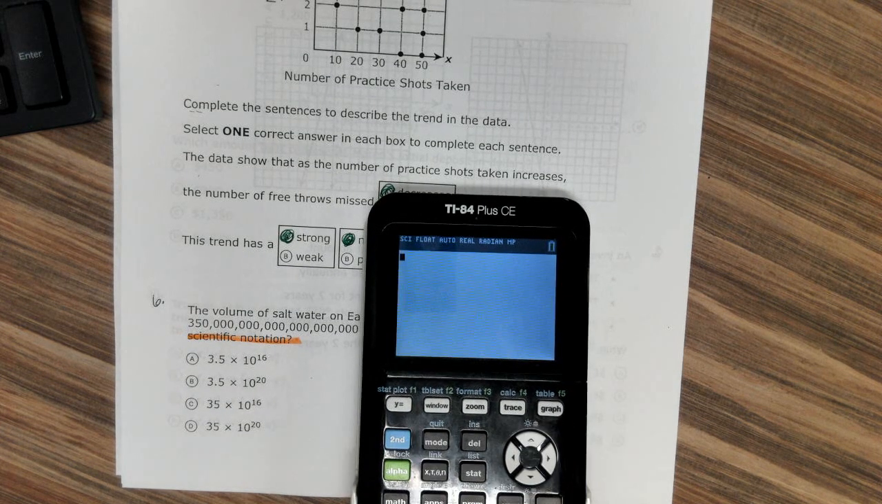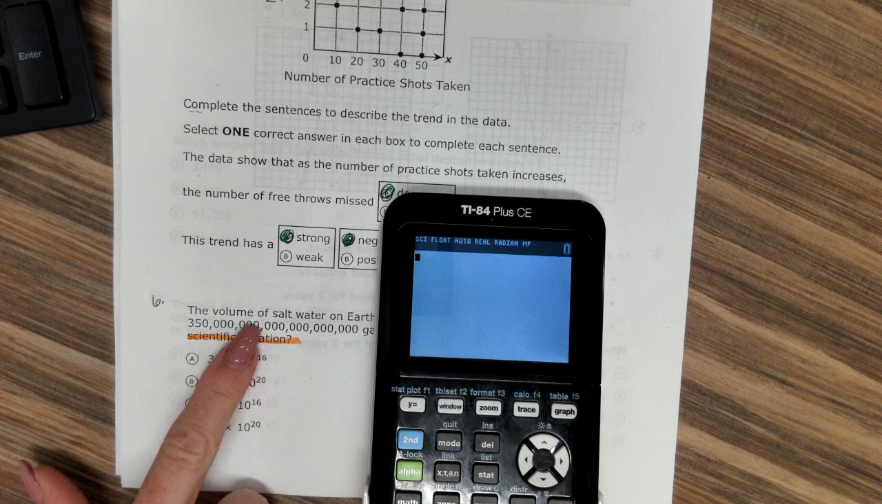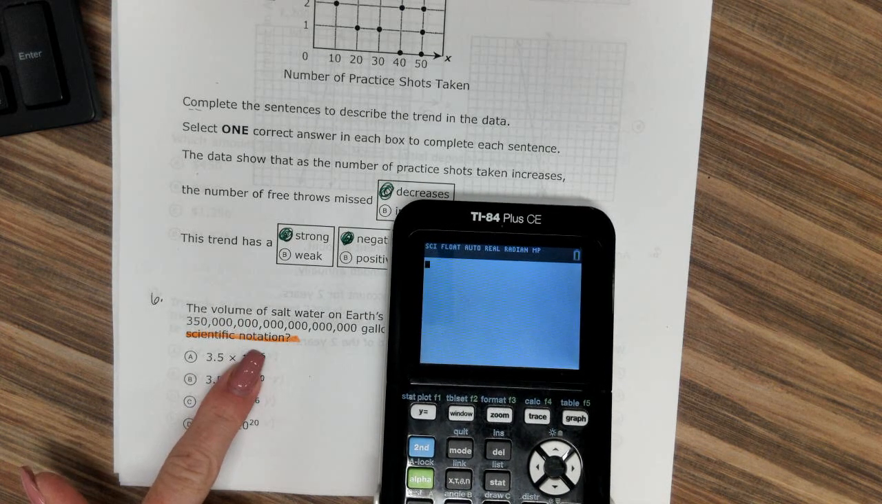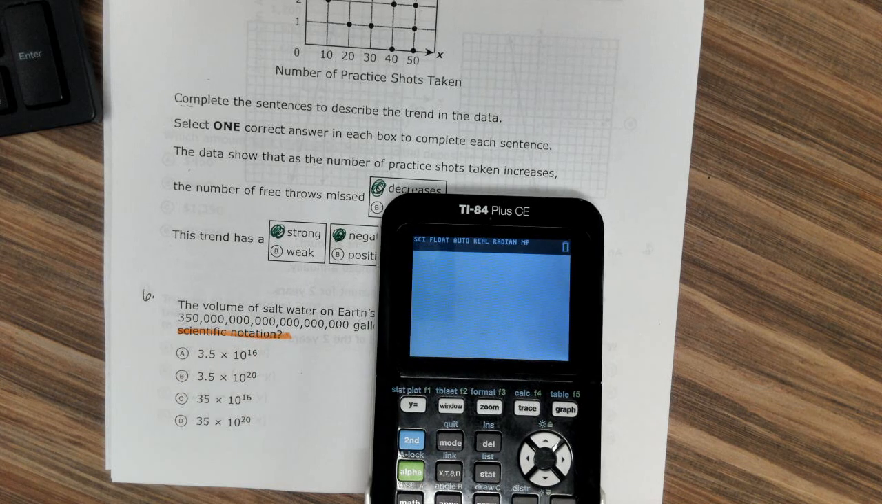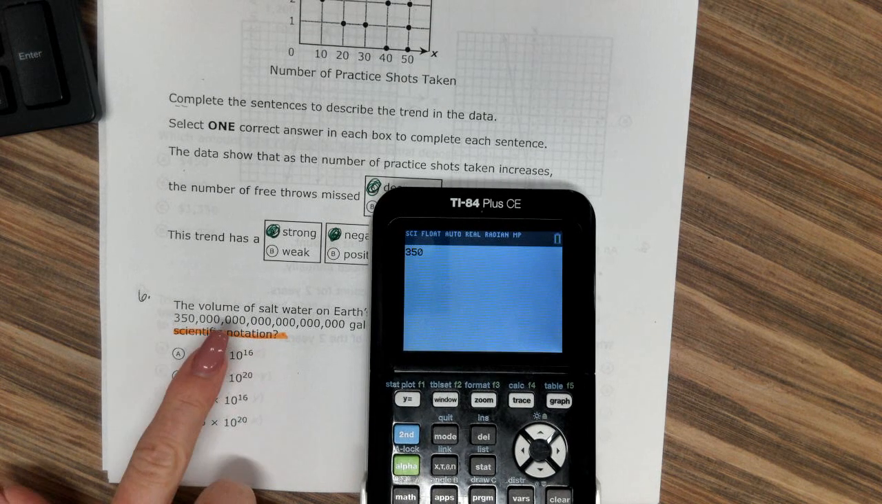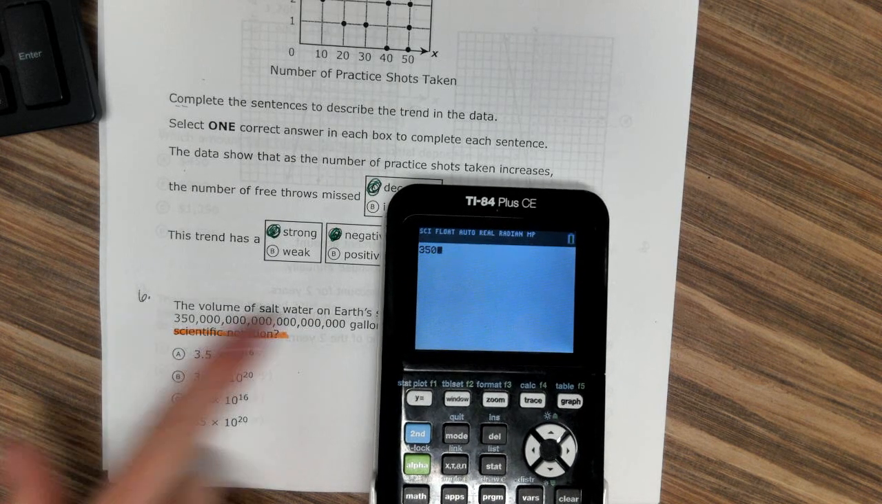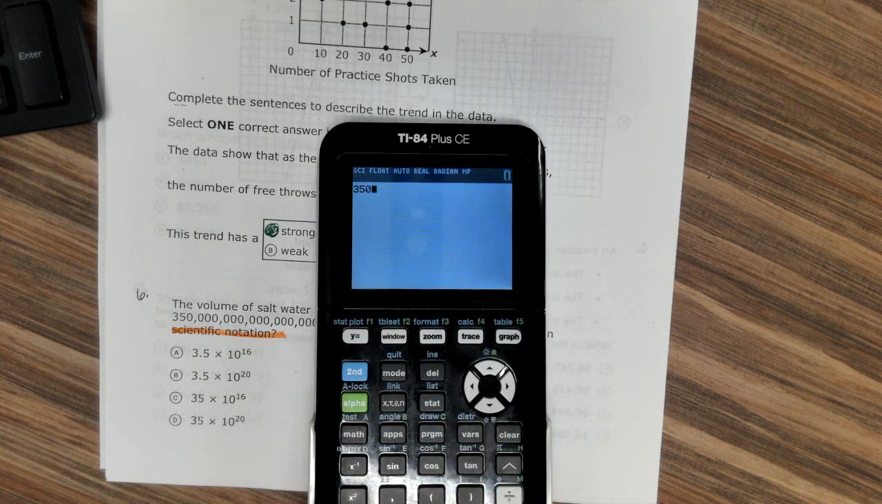Go back to your home screen. When you type this number in, do you put in the commas? No. So I'm going to type in 350. And then I need 3, 6, 9, 12, 15, 18 zeros after that. So I'm going to have to go count.